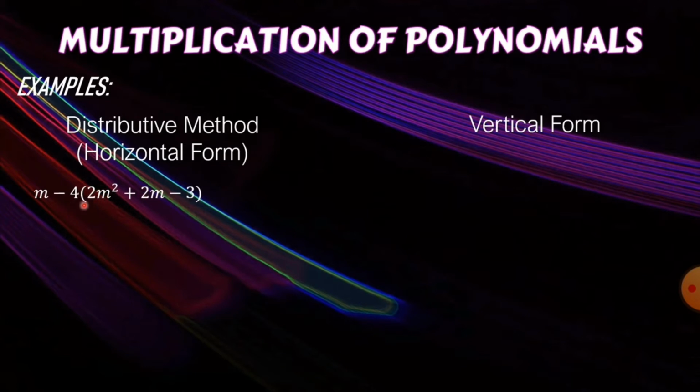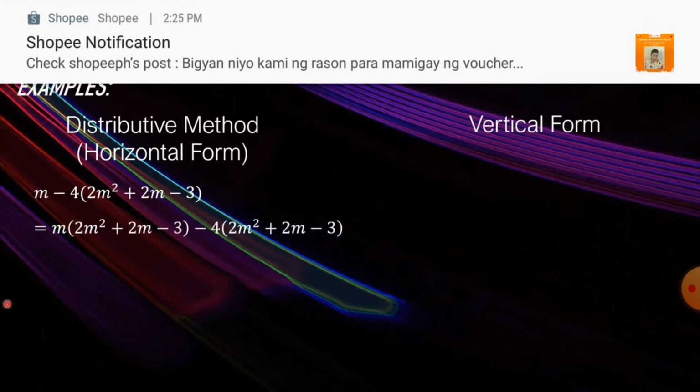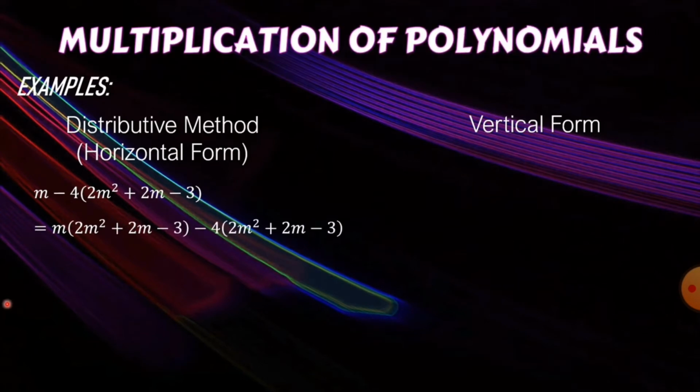So this time, when you use the horizontal form, we just use the distributive property. Distribute m to each term of the trinomial. Okay? And then negative 4 also. So you can see, we will separate m and negative 4, and then we will distribute.